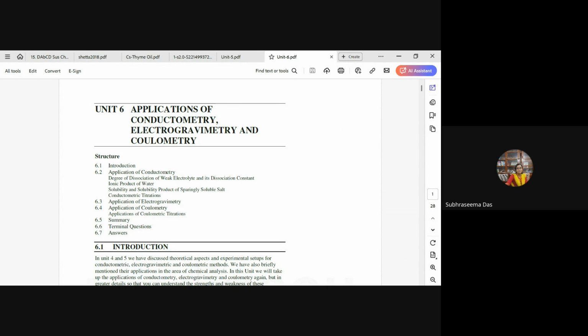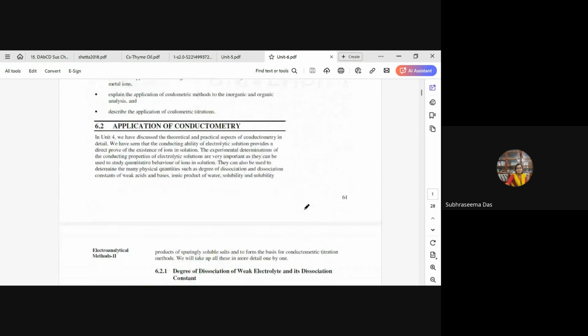So now we'll start with the second unit that concerns the applications of conductometry, electrogravimetry and coulometry. Here some problems are given which we will also discuss. First we'll start with the applications of conductometry. Conductometry has mostly been used for the calculation of the degree of dissociation or the endpoints of various weak acids, bases, and titration reactions.